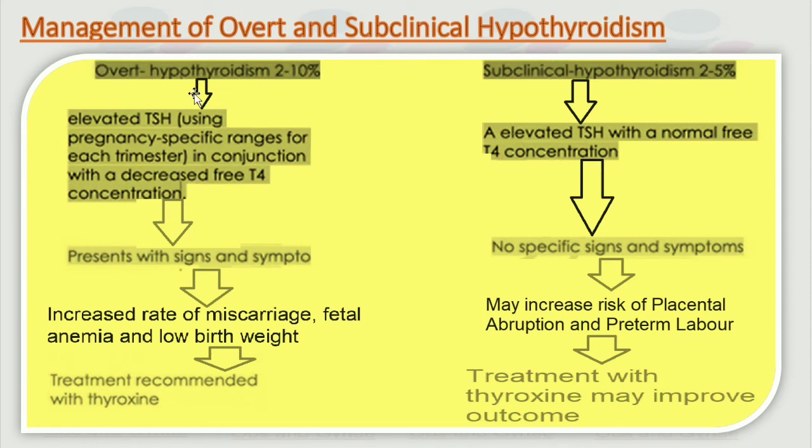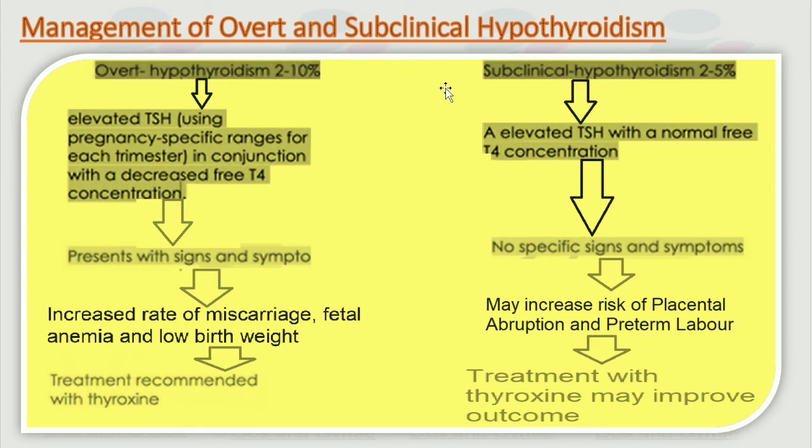Now coming to the management of overt and subclinical hypothyroidism. Overt hypothyroidism occurs in 2 to 10% of the cases, in which we have elevated TSH using pregnancy-specific ranges for each trimester in conjunction with a decrease in free T4 concentration. Patients present with the signs and symptoms of hypothyroidism, and we have increased rate of miscarriage, fetal anemia, and low birth weight, and treatment is recommended with thyroxine.